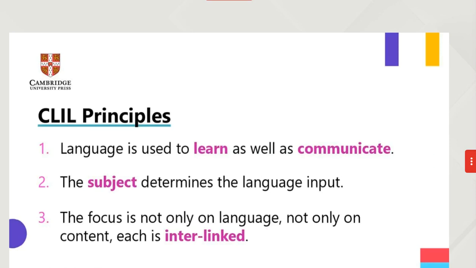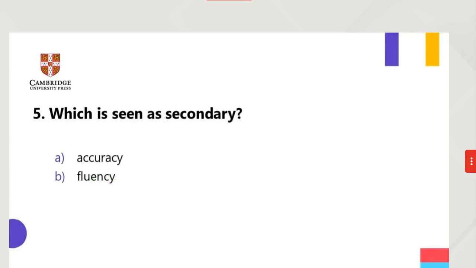Okay, so we're coming now to the next question. Which is seen as secondary in a CLIL lesson? Accuracy or fluency? Which is seen as secondary? Accuracy. Focus is fluency. So accuracy is actually secondary.